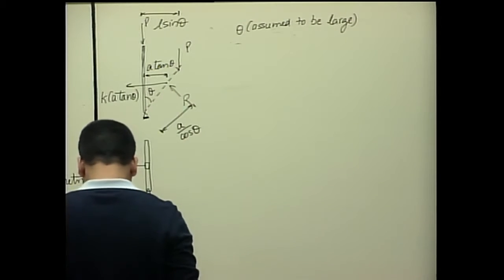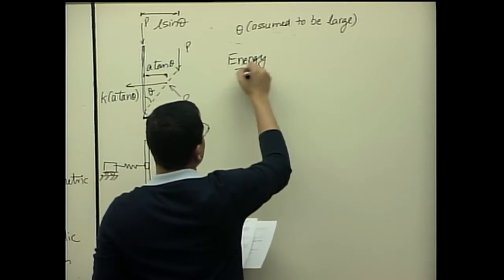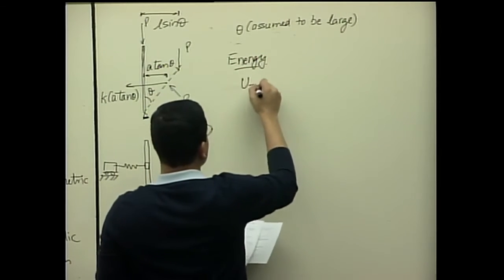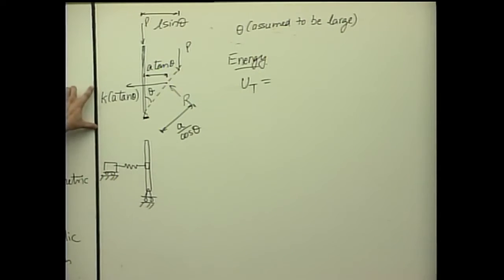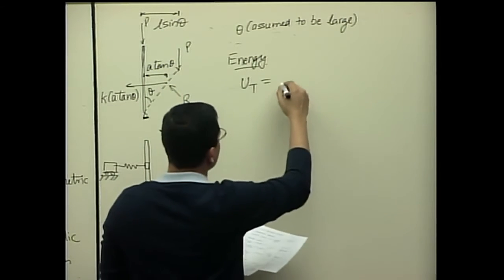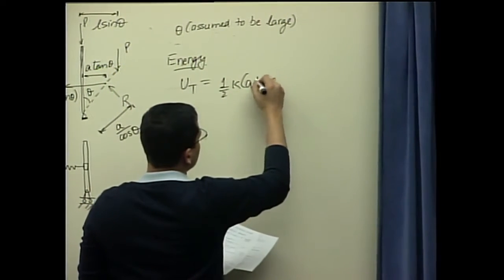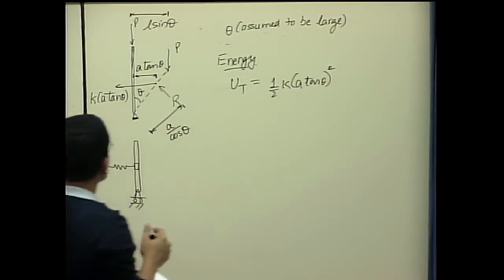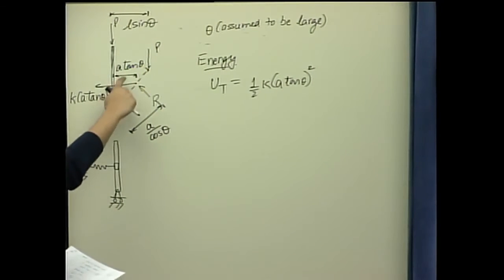So let's write the energy expression. The total potential energy for this system will be, because of the spring and because of the externally applied load. So the potential energy of the spring is half Ka tan theta square, that is, Ka tan theta times A tan theta.